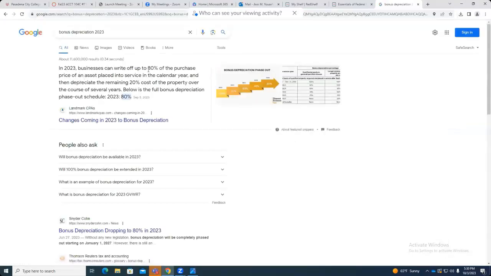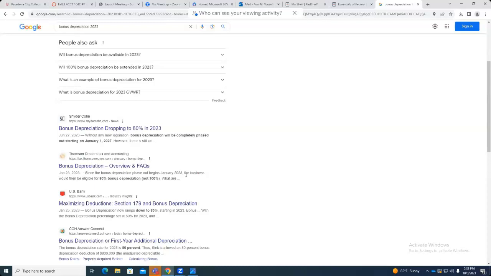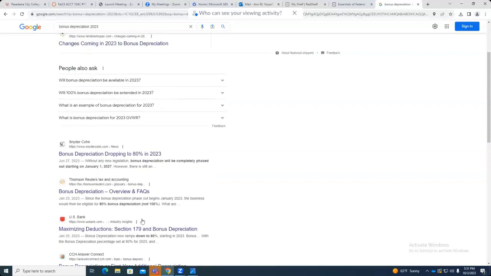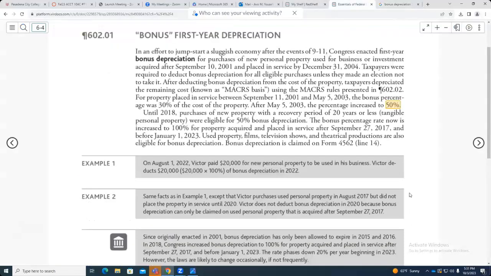In 2023, businesses can write off up to 80% of purchase price of an asset placed into service in the calendar year, and then depreciate the remaining 20% cost of property over the course of several years. Below is the full bonus depreciation phase-out schedule. 2023, 80%. So that's what I have right now, 80%, but it's not from the IRS website. It might be, looks like right now it shows 80%. Yeah, over there I see also 80%. Okay, so IRS will publish that anyway, but up to January 1st of 2023, it was 100% bonus depreciation, and that was an option. Again, you don't have to take it.